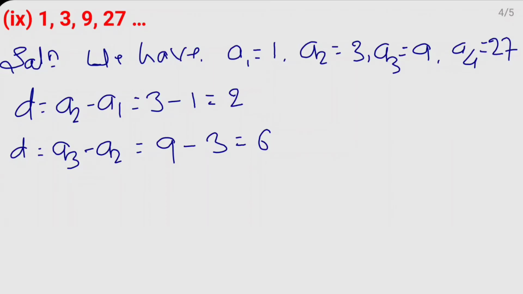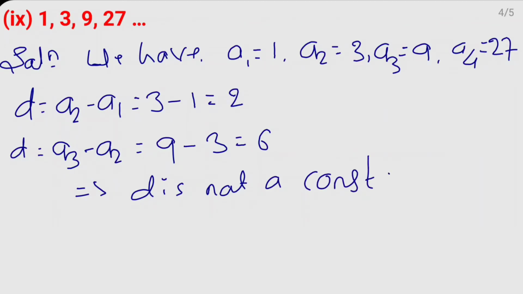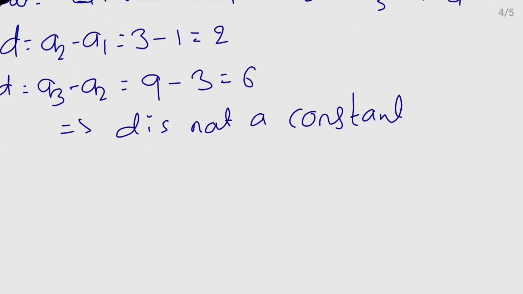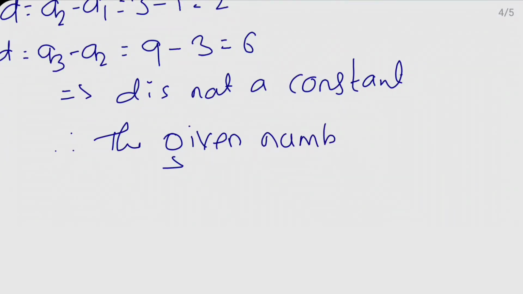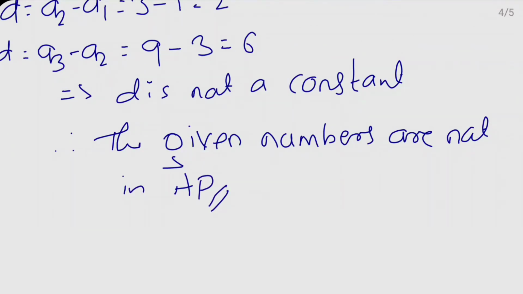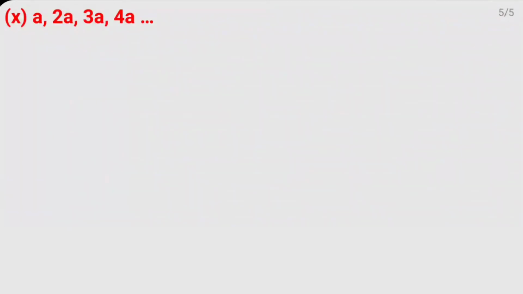So here D is not a constant. So write down here: D is not a constant. Therefore the given numbers are not in AP. Is it clear? So well students, look at the next problem.